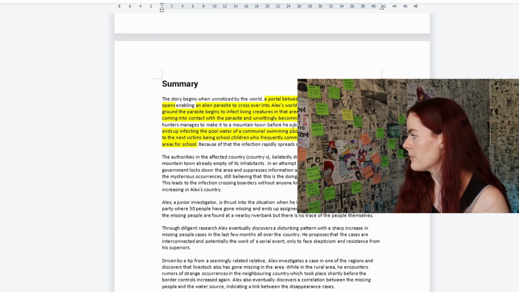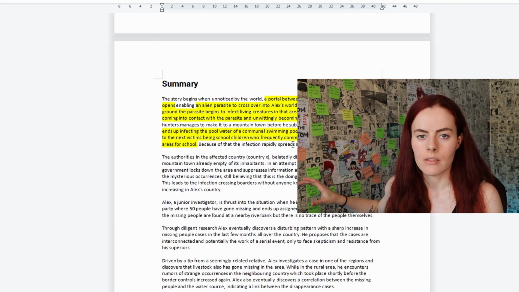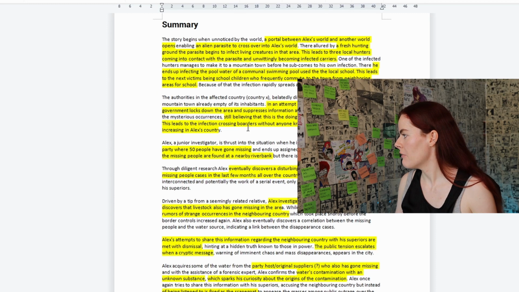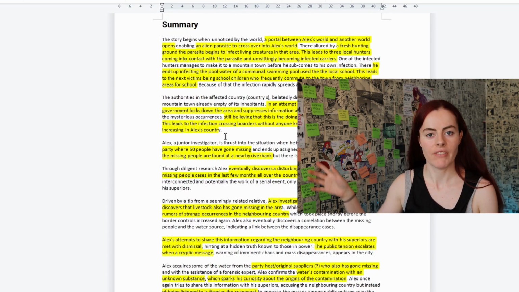But for example, a portal between Alex's world and this world opening is information that you wouldn't want to give the reader directly. You would want to have it as a final reveal of what is going on, right? This is what it looks like. This is kind of the information that I want to turn into the driving questions.